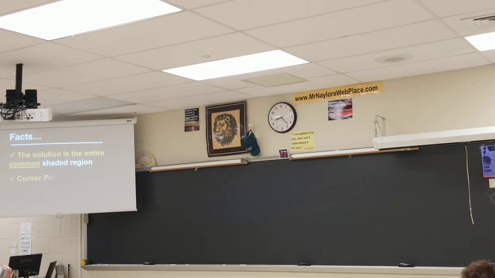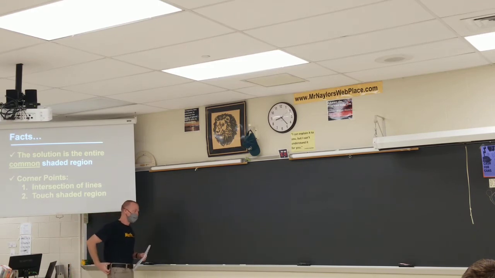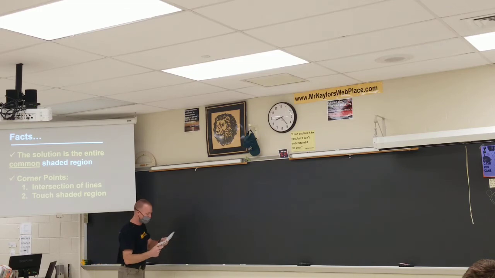Now, the corner points will end up being the most important points. They will be by the time we finish the lesson, and next week also. So just trust me, the corner points are very important. And we want to understand that they have to meet these two criteria: intersection of lines and also touch the shaded region. It's going to be easier if we just talk about that as we do the two problems. But I'm just telling you, these corner points are actually the most important points.